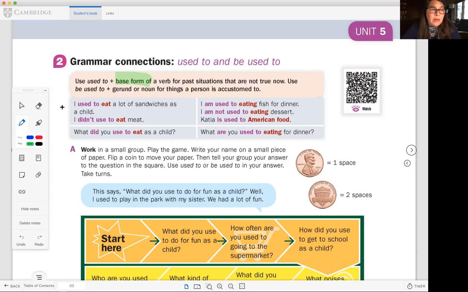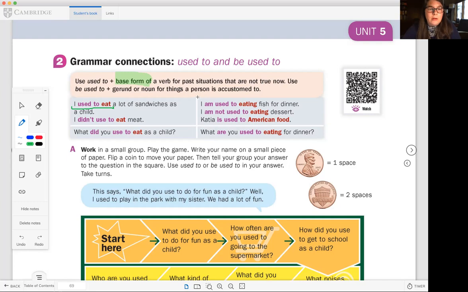Please notice right here, it's just I used to eat, right? Or she used to eat, we used to eat. You don't have to change anything to change the subject. My brother used to eat a lot of peanut butter and jelly, okay?